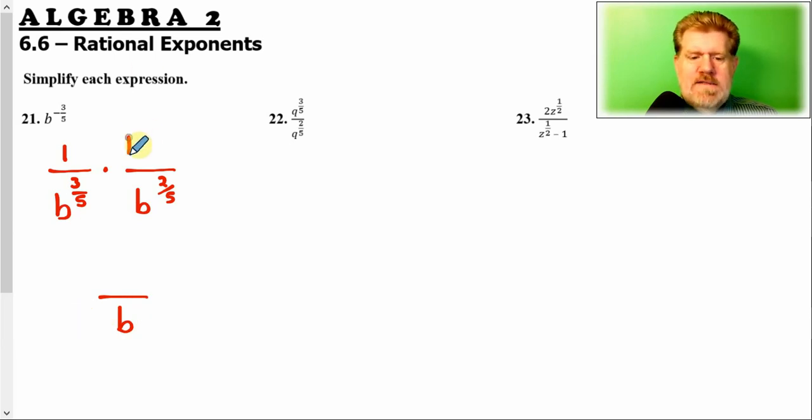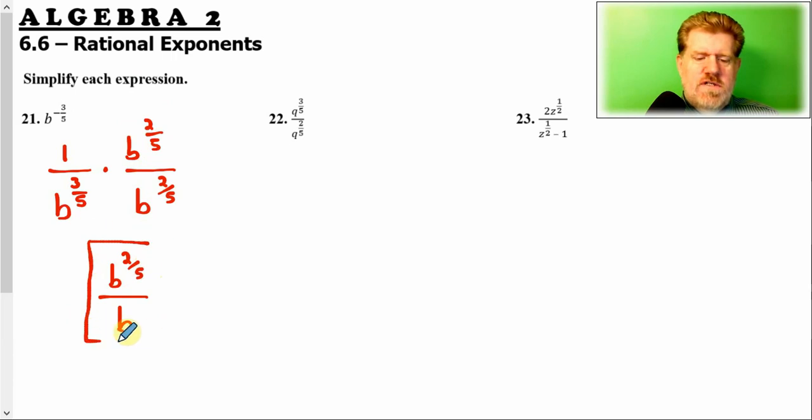Now, again, we just can't decide to multiply the bottom by b to the 2/5. We got to multiply by that great number 1. This is a fancy way of writing number 1. So what's 1 times b to the 2/5? B to the 2/5. So this is a way of rewriting that expression, and not have a root in the denominator.